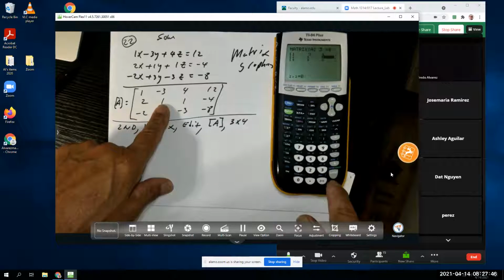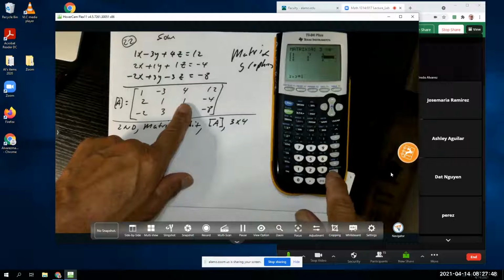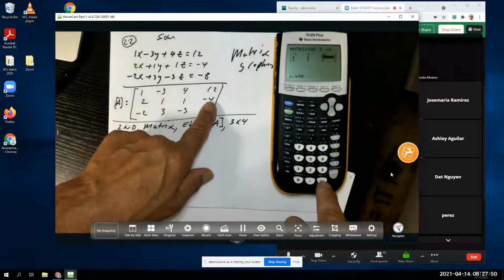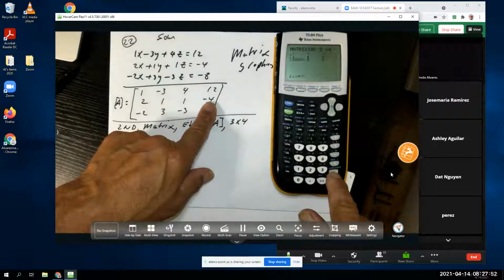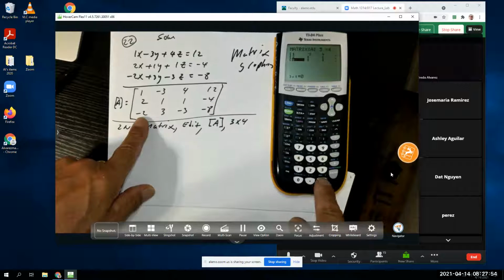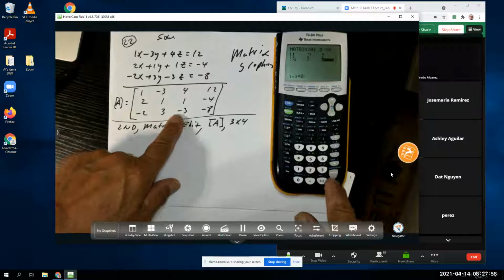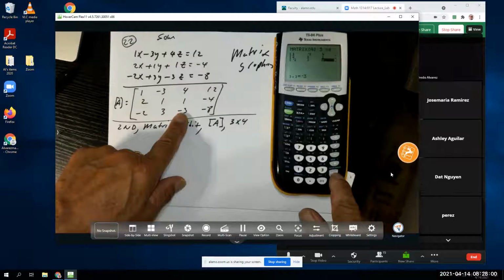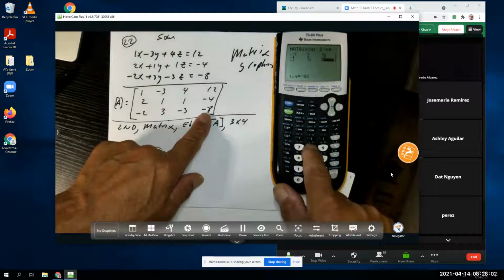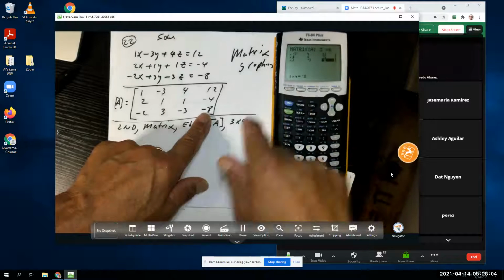1, you hit enter. 1, you hit enter. -4, you hit enter. -2, you hit enter. 3, enter. -3, enter. And the last one is -8, enter. Okay, so I put the last one.